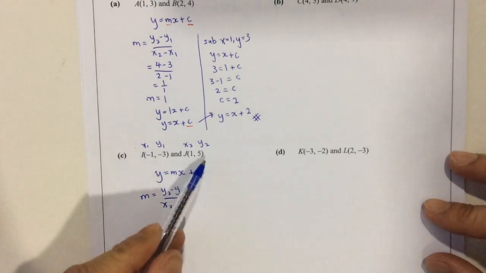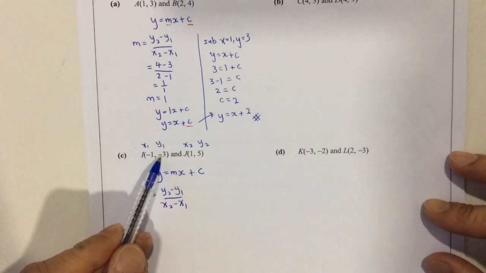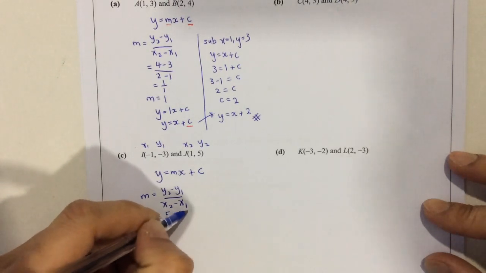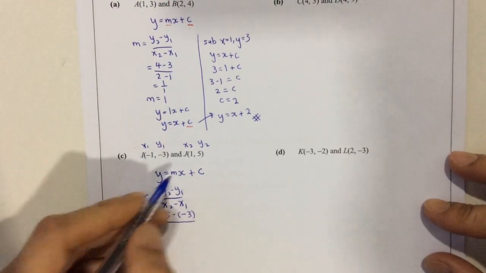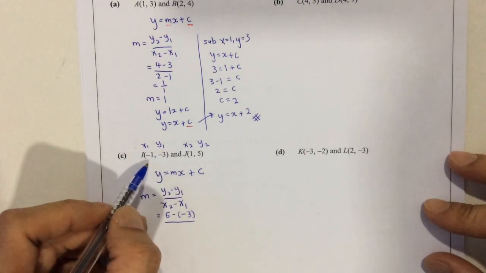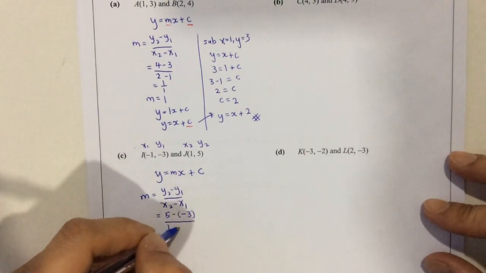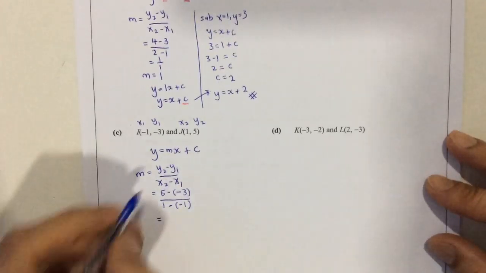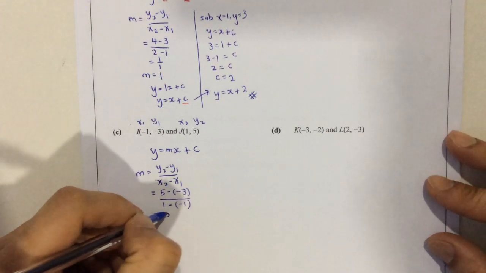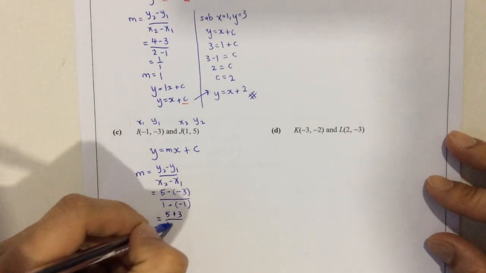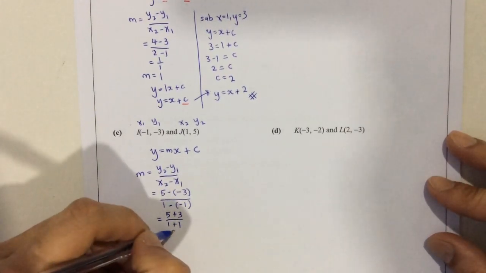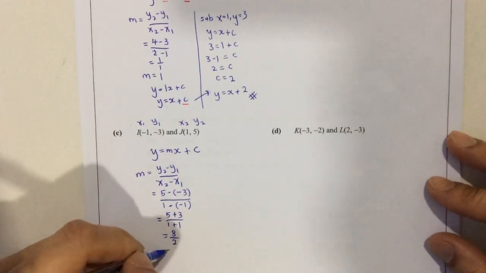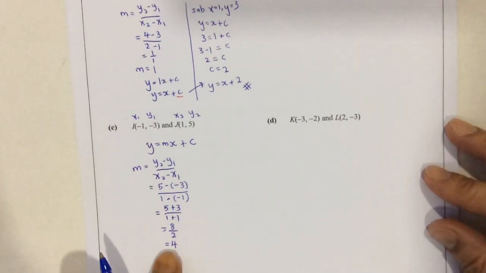So when I substitute y2, we have 5, y1 we have negative 3. So 5 minus negative 3, and we have x2 which is 1 and x1 which is negative 1. So 1 minus negative 1. So the value can be simplified. We have 5 plus 3 and 1 plus 1. So that is 8 over 2, and we have a value of m equals to 4.